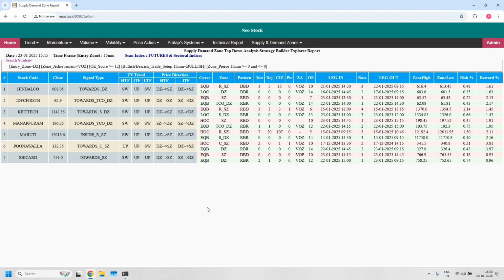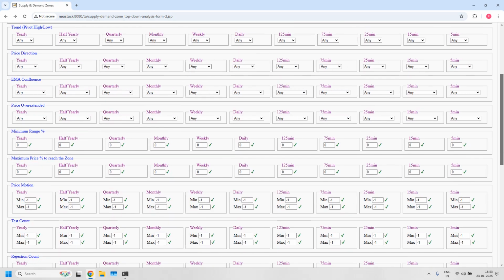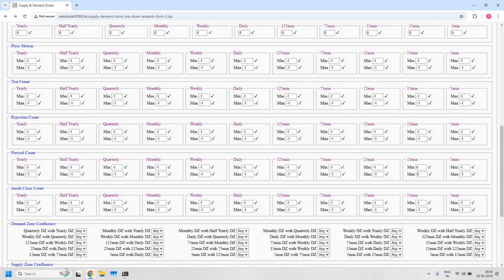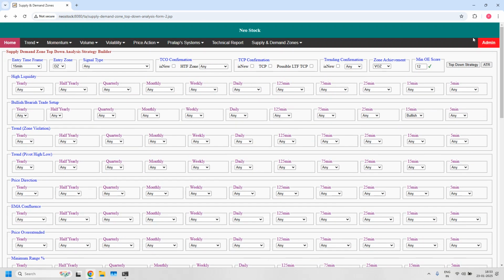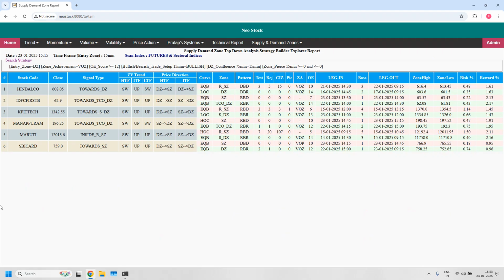Apart from that, let us also verify more high probability based on the zone confluence. First filter is LTF and ITF demand zone confluence. That is 15 minutes and 75 minutes demand zone confluence. I am enabling the filter. With this filter, out of 9 stocks, we got 6 stocks filtered. So these 6 stocks, these 15 minutes demand zones are overlapped with 75 minutes demand zone. That means they are part of 75 minute zone. And 75 minutes trend is up in all these stocks, ITF trend.